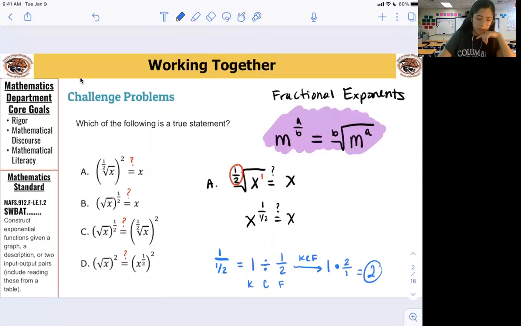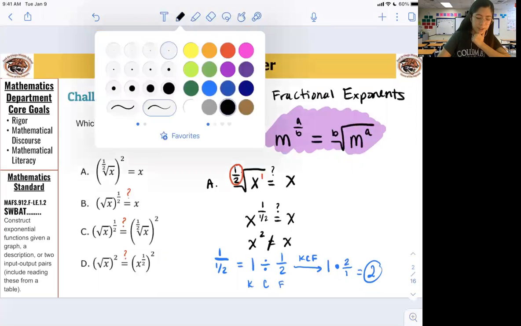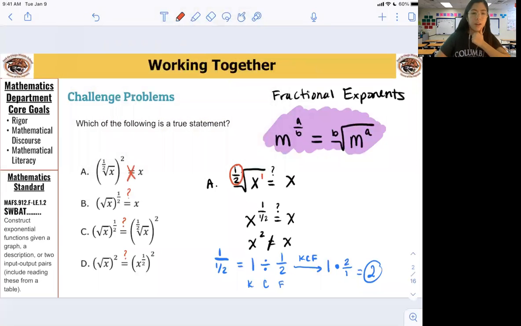So in the end, here's what I get. I get x to the power of 2 equals x. Now, is that true or false? False. That is false. They do not match. So what we're doing with each of those answer choices is we're trying to see which one is true, right? So we got to check to see if they match on both sides of the equation.